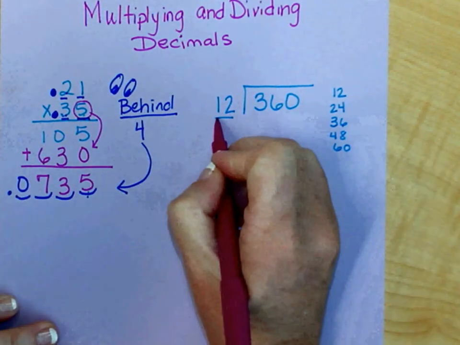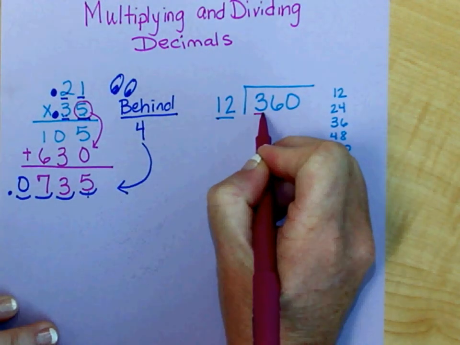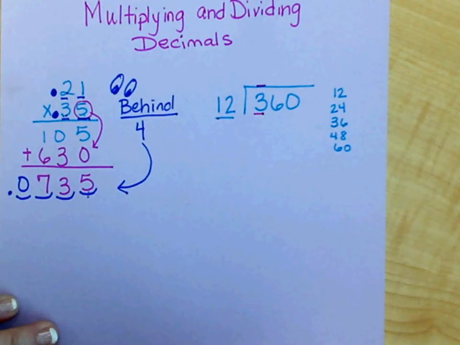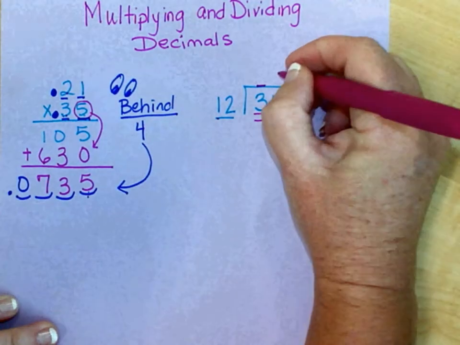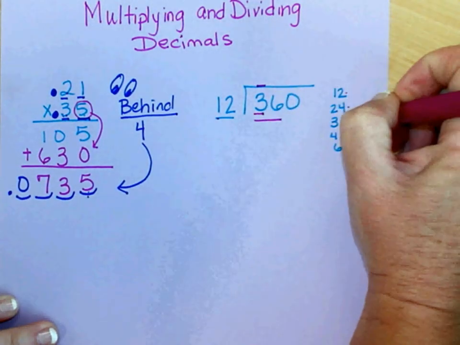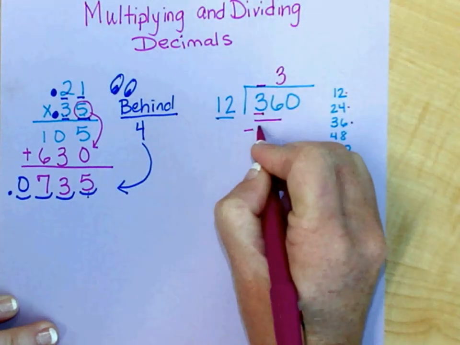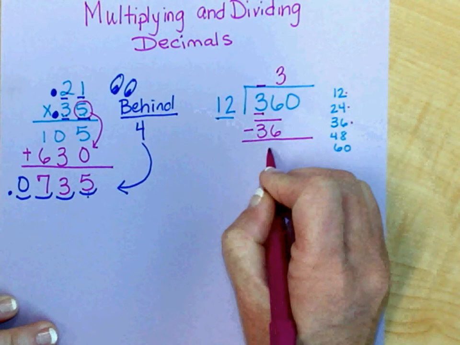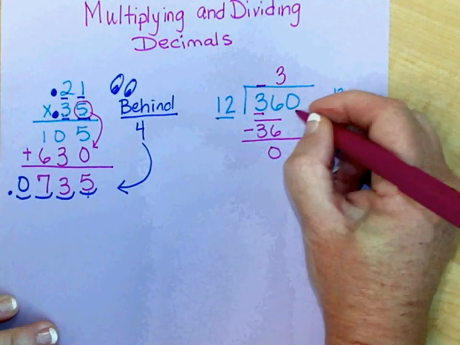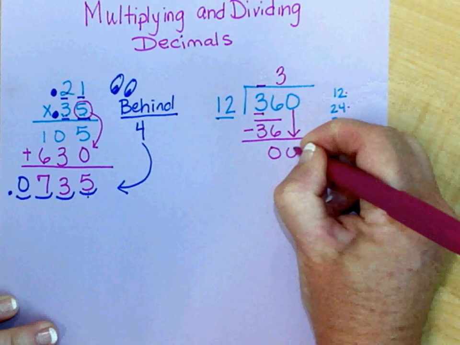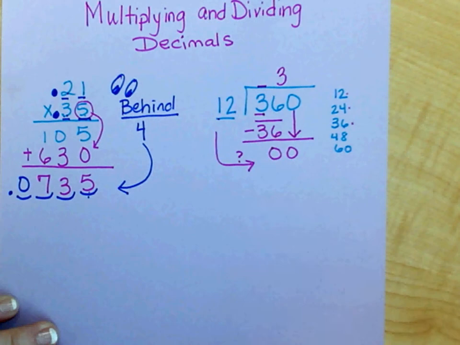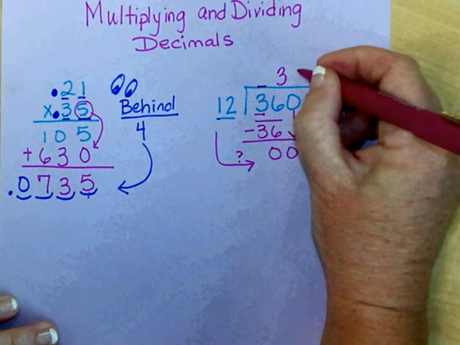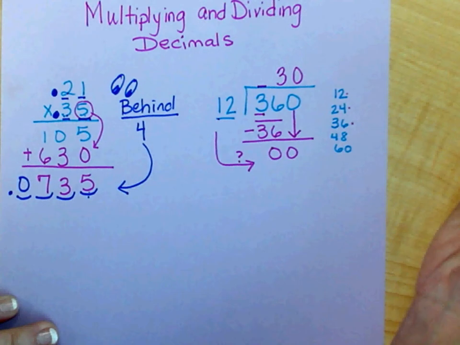Let's ask ourselves, does 12 go into a 3? No, it doesn't. So I have no value sitting above the 3. But can 12 go into 36? Yes. So when I record that, it goes 1, 2, 3 times, and I get to take away 36, and that is 0. But don't forget, I have to bring down this 0 and still ask that question, can 12 go into 0? And we want to answer it. And of course that answer is 0 times. It doesn't go into 0. So my answer up here is 30.